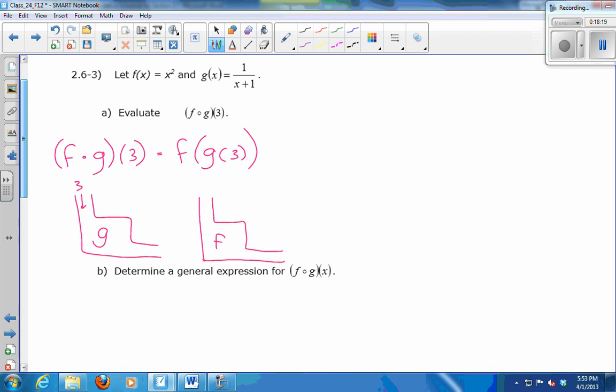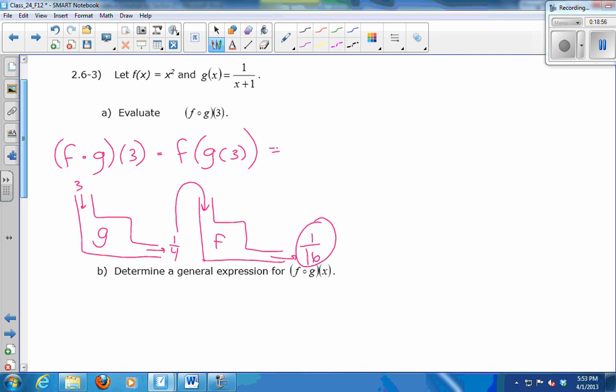Okay. And then what do you get when you drop a 3 into the G machine in this example? 1/4. Yeah, so G does 1 over x plus 1. So I get 1/4 as my output. Then I take that output from G, drop that into the F machine. And F is the machine that squares things. So what do you get when you square 1/4? 1/16. So F of G of 3 is 1/16. So that is what you do if you do it pictorially.